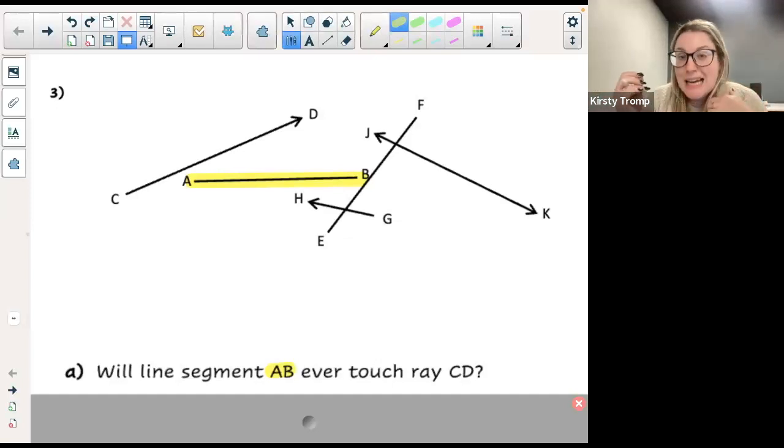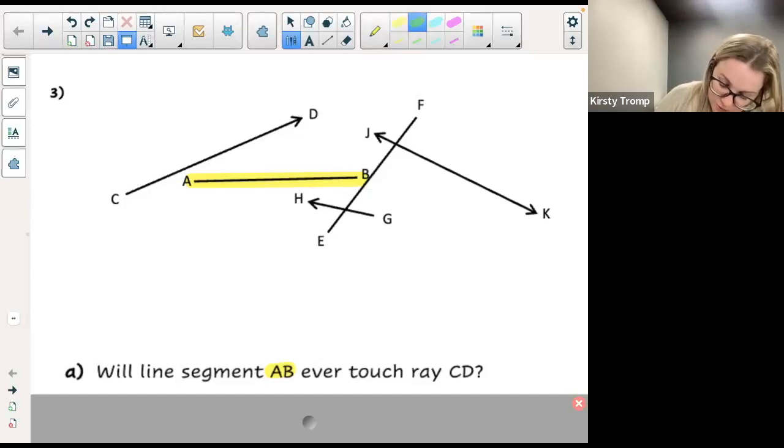How do we know that AB is a line segment, guys? Tell me in the chat. How do we know it's a line segment? It has no arrow, cool. So there's no arrows on it. It has a start and an end. Well done. It has a start and an end, and it doesn't have any arrows. Good. Let's look at ray CD.